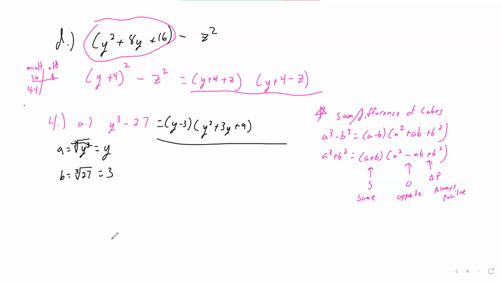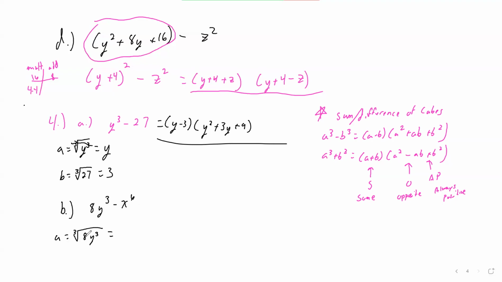All right, let's try some more of those. And then I feel that you would have everything you need for the homework. All right, so looking at B, we have 8y cubed minus x to the 6th. Again, I'm going to find my A and my B. So A would be the cube root of 8y cubed.